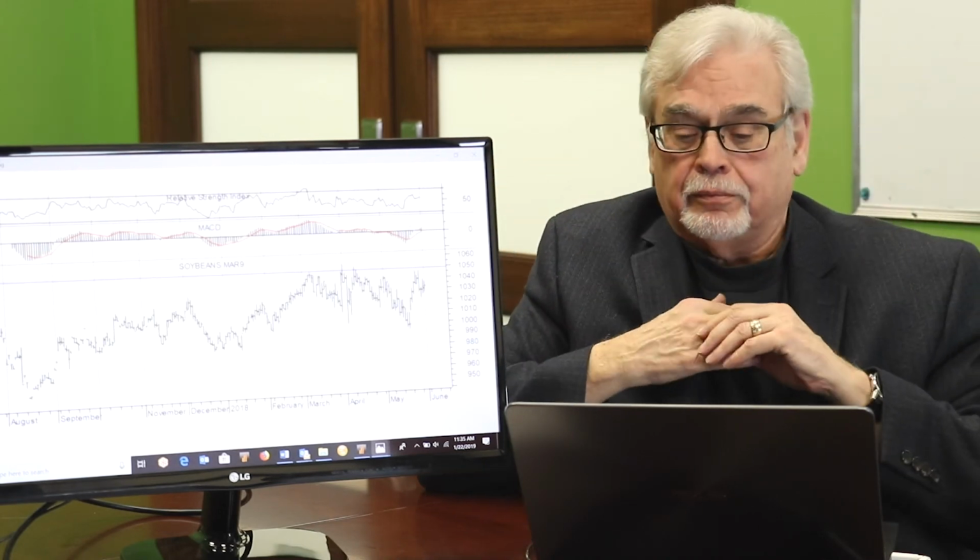The bumping up against the resistance plane and the divergence on both RSI and MACD to say this is a good place to sell.